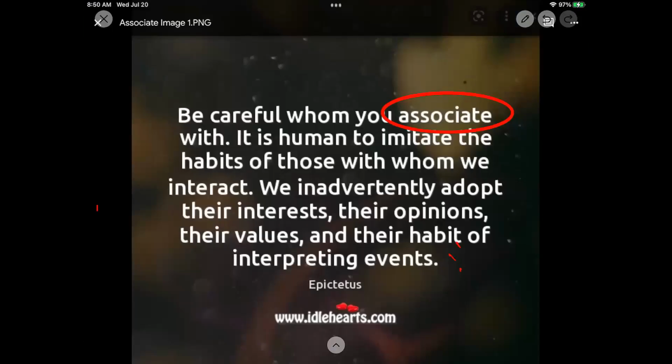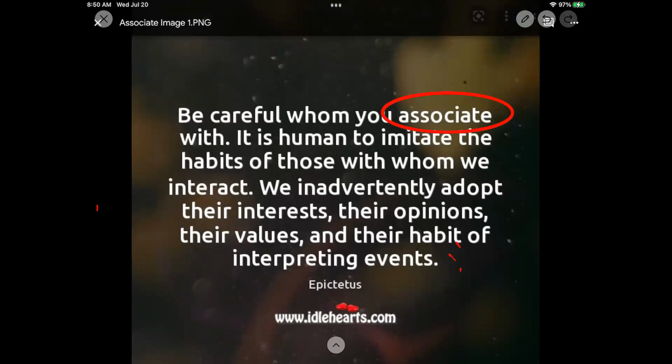Another quote says, be careful whom you associate with, because you wind up imitating the habits of the people that you interact with. So if you're hanging around people who are doing a bunch of bad things, you're probably going to pick up some of those bad habits too. So be careful who you associate with.